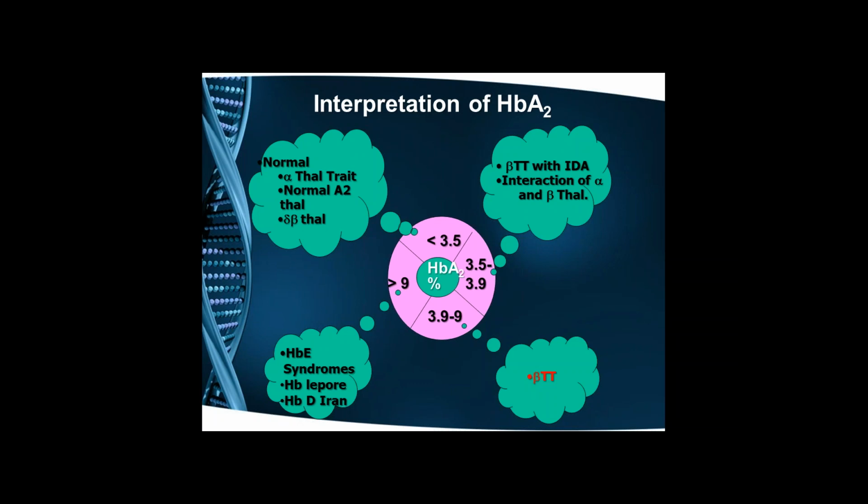Now A2 is something which cannot be differentiated from HbE even by HPLC. So if levels are high, then there are a number of possibilities. It could be HbE syndrome, whether it is trait or whether it is homozygous. It could be Hb Lepore or Hb Daria. Next slide. Just a few cases. Next, sir.